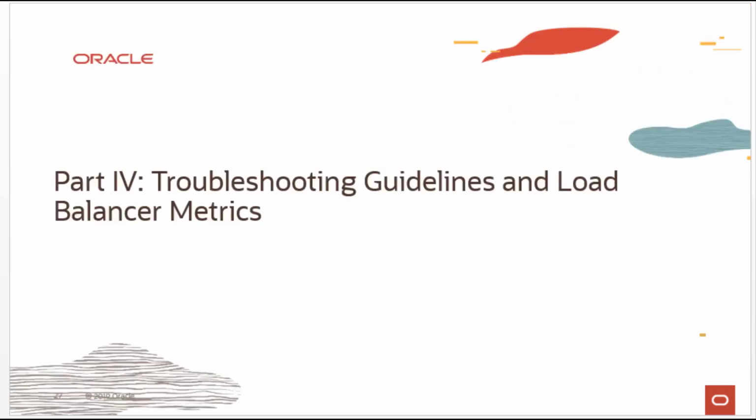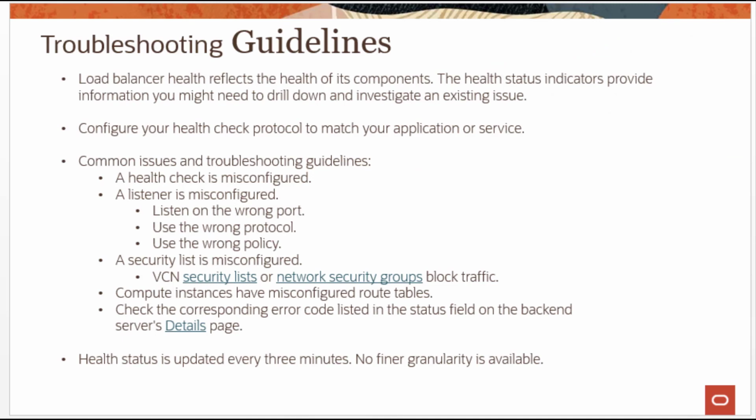Next, we'll look at some troubleshooting guidelines and load balancing metrics. The load balancing service provides a health status indicator that uses your health check policies to report on the general health of your load balancer and its components. You can see the health status indicator on the console, on the list and details pages for your load balancer, backend sets, and backend servers. You can also use the load balancing API to retrieve this information.